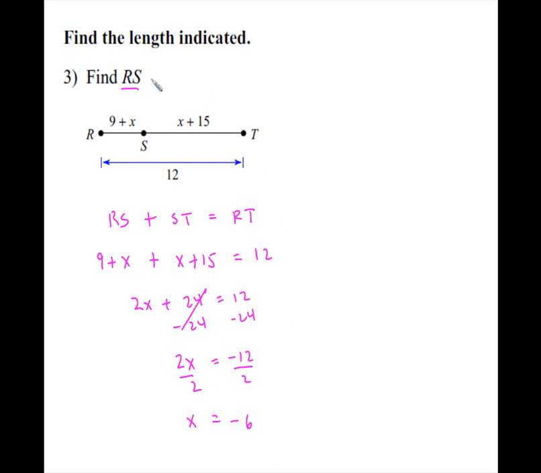But you have to be careful. Remember, we're not just trying to find x for this problem. We're trying to find out what RS is. So we have to take the x and plug it into RS. This is RS right here. RS is equal to 9 plus x, and we just found out x is negative 6. So RS is equal to 9 plus negative 6, which is positive 3. And that'll be your answer.